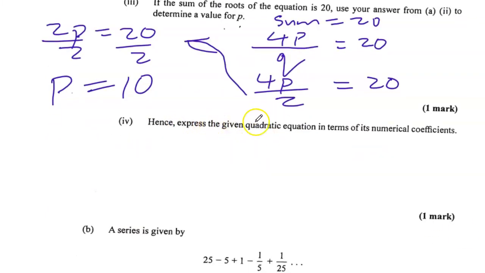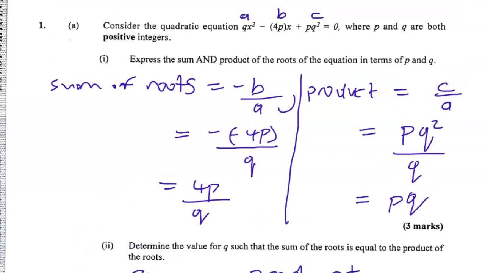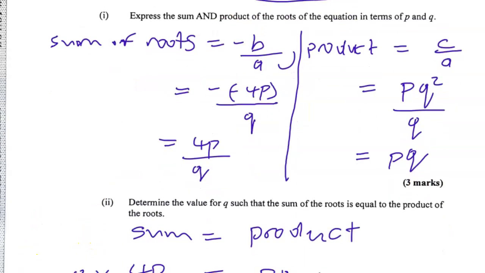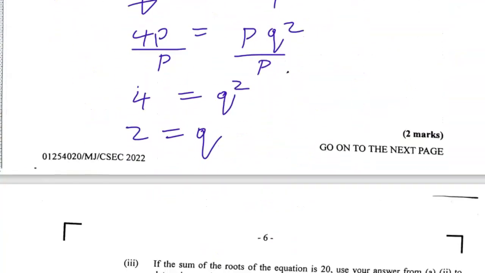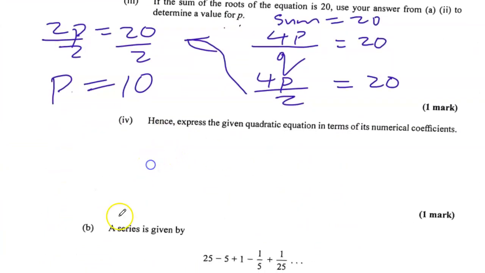Hence, express the given quadratic equation in terms of its numerical coefficients. So recall what the equation was. This was the equation qx squared minus 4px plus pq squared equal to, 0 rather. So let's get to the question.